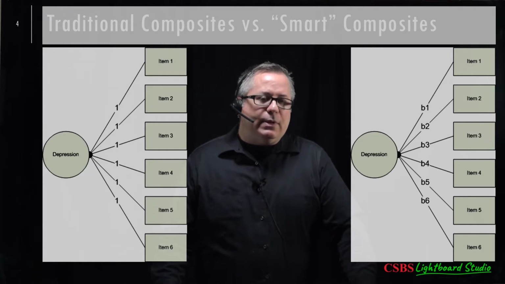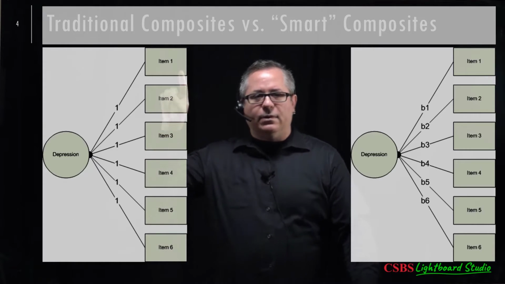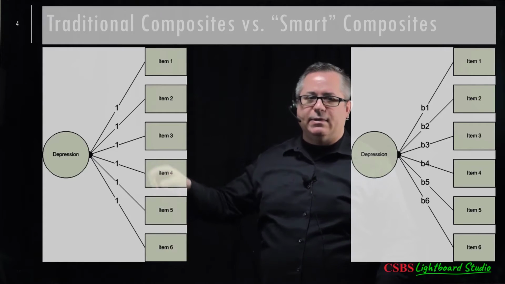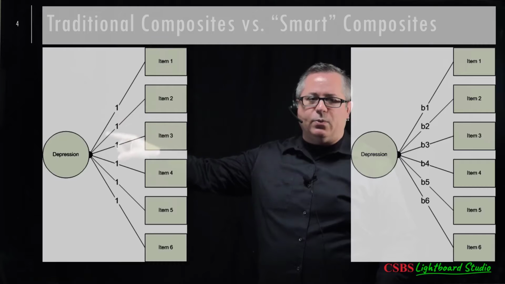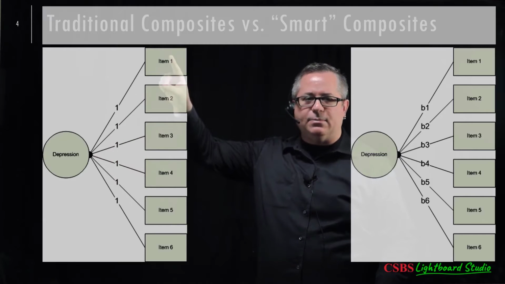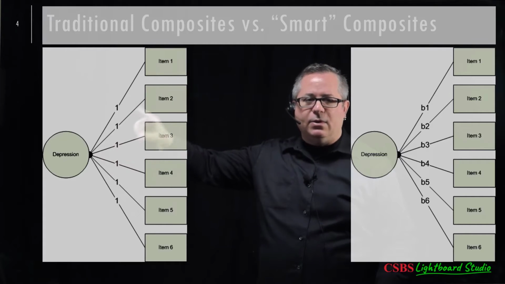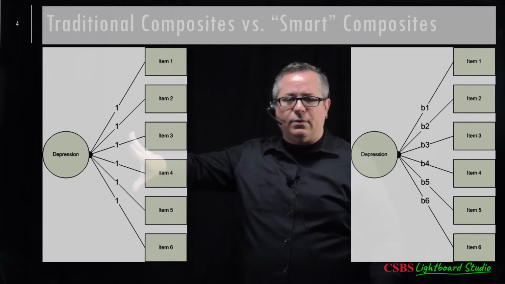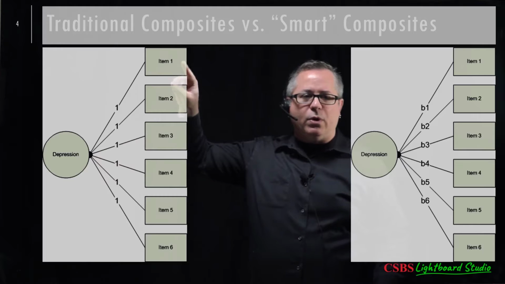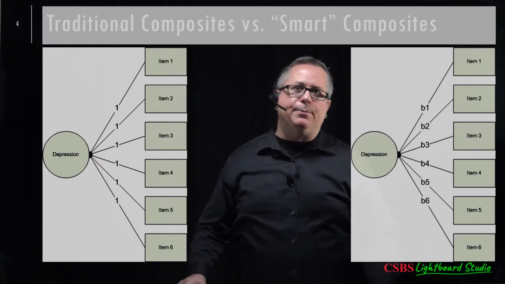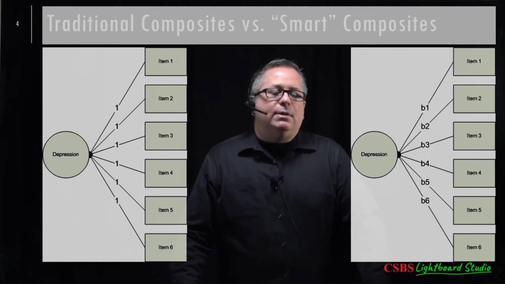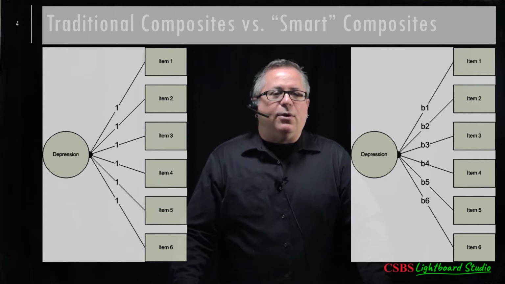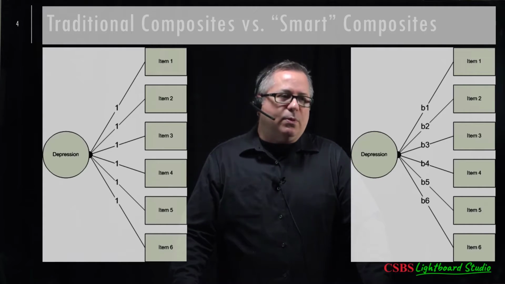What we typically do with that is, we'd have these 6 items here, and usually the instructions are something like, let's just add them all up. So I'm going to take 1 times this item, 1 times item 2, 1 times item 3, and add all of those items together, using 100% of each item. The problem with that, and we talked about this before, is that it's assuming that all items are equally important. That's one problem with it.